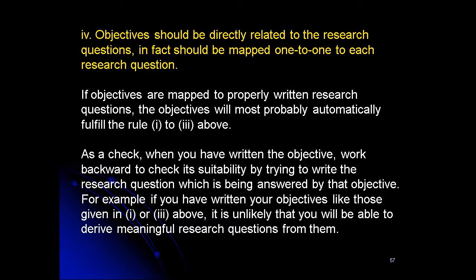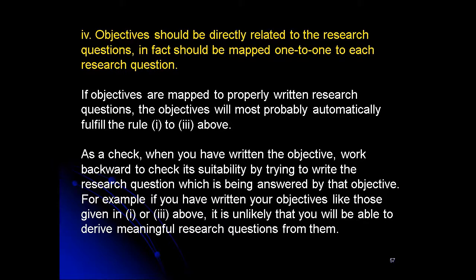In fact, it can be mapped one to each research question, or sometimes one research question can have 2 objectives, also okay. But the thing is you must have the objective. If objectives are matched to a properly written research question, the objective will most probably automatically fulfill rules 1 to 3 above. As a check, when you have written the objective, work backward to check its validity by trying to write the research question which is being answered by the objective.